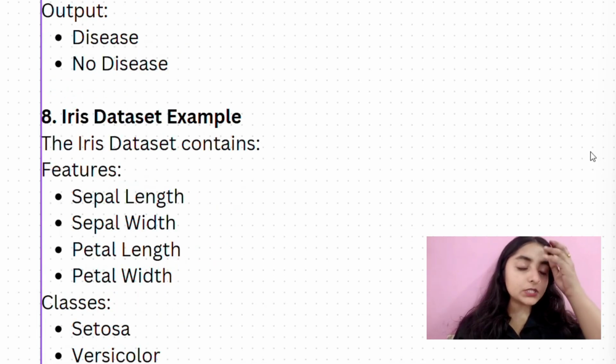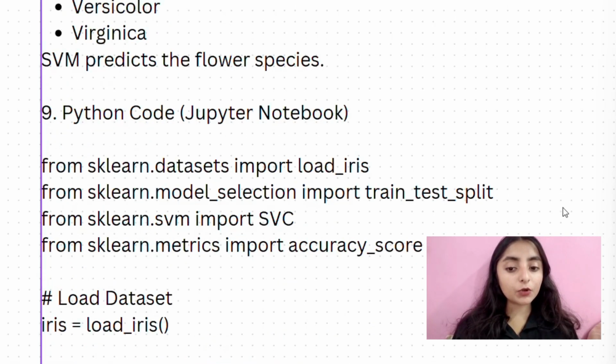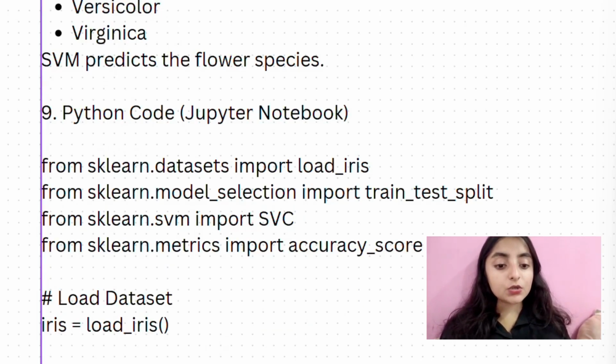And what metrics are used? Now we use accuracy, and we can use precision, recall, F1 score, and ROC AUC. We will see all of these in coming videos: precision, recall, F1 score, and ROC AUC. So this is all about logistic regression. I hope you understand.